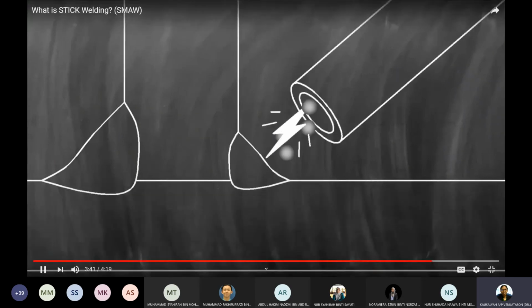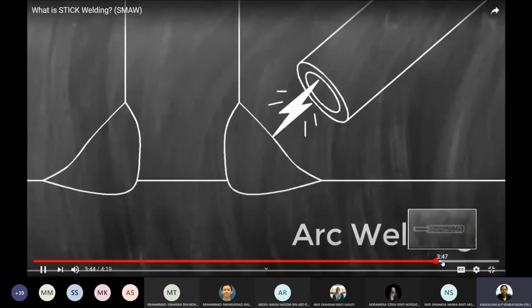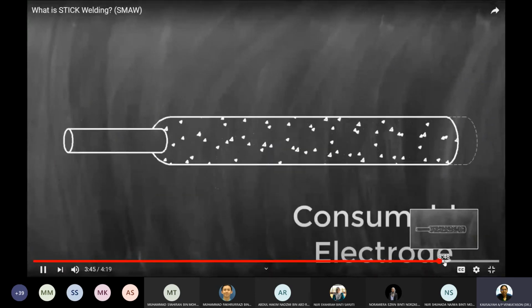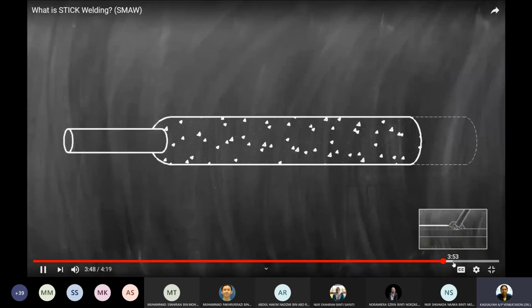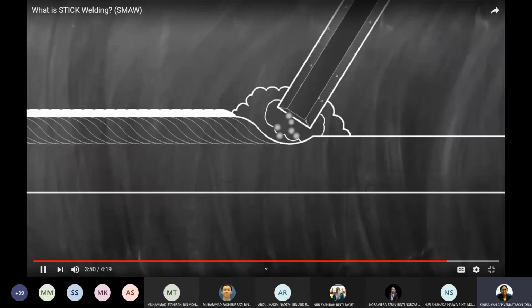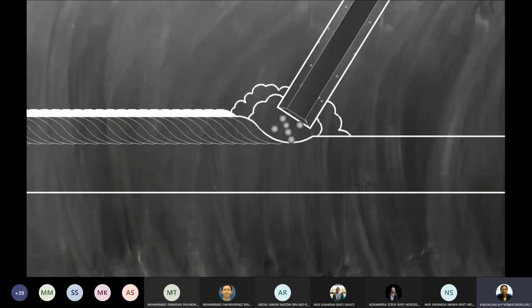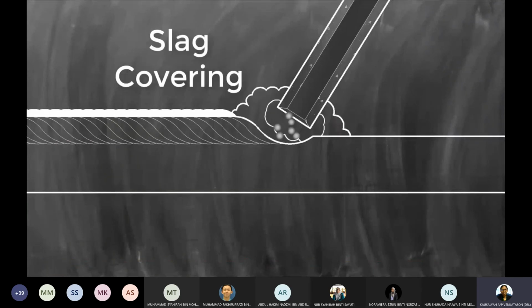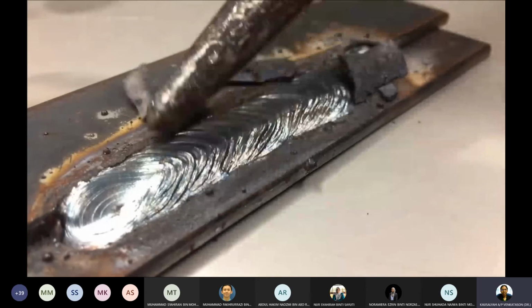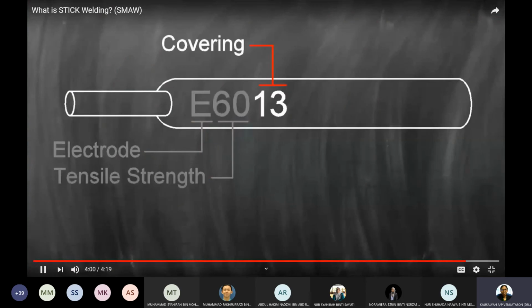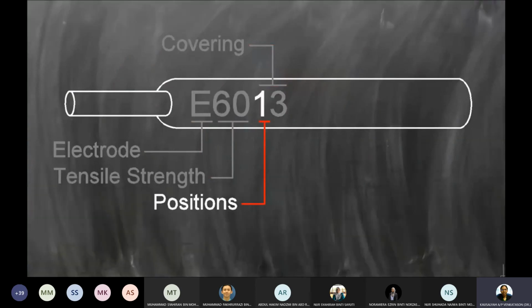So, in summary, stick welding is an electric arc welding process. It uses a consumable electrode rod that is covered with a flux material. When heated, the flux releases shielding gases that protect the weld. A layer of slag covers the weld while it solidifies and is removed when the metal cools. Stick electrodes are not all the same and must be chosen for the specific job they need to do.